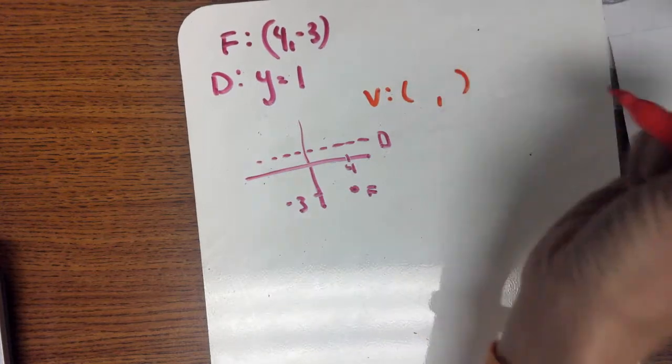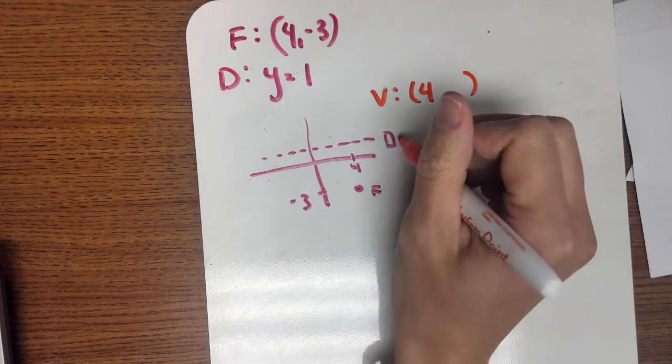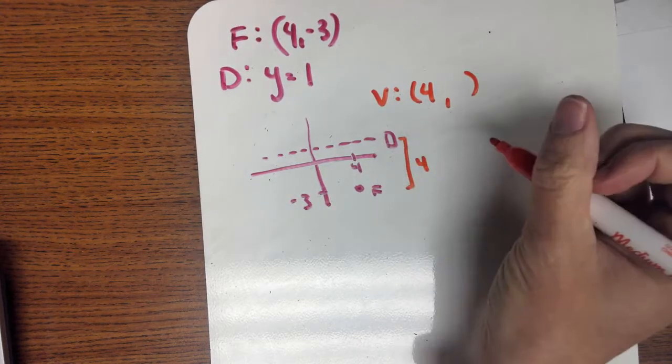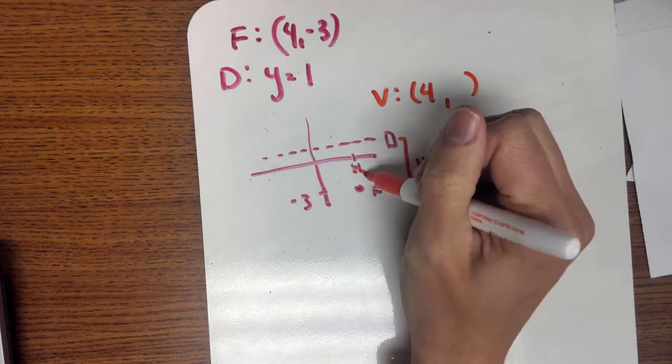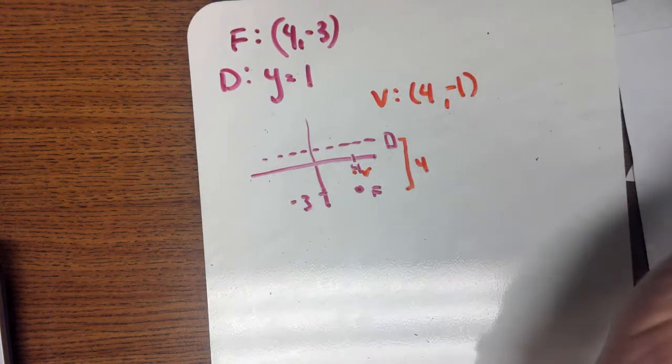Vertex, well, I know it's going to be 4 something. The distance between those two from 1 to -3 is 4. Half of that is 2. That means I'm going to go 2 units up or 2 units down to get to that vertex. So my vertex is at 4, -1.